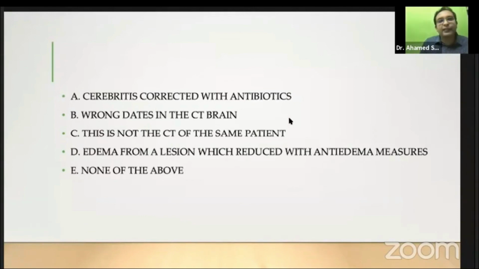I'll tell you that this patient didn't have cerebritis because we didn't give any antibiotics to this patient. And definitely we cross-checked the dates when the CT brain was taken, because it can easily mislead you. An initial CT when a patient comes with acute ischemic stroke would be perfectly normal before the early signs of CT set in. And it is also the same patient's CT. And if it were an edema from a lesion which had reduced, then the next CT should have shown some portion of the lesion as such. So the answer for this one is actually none of the above. Why, I'll tell you that.